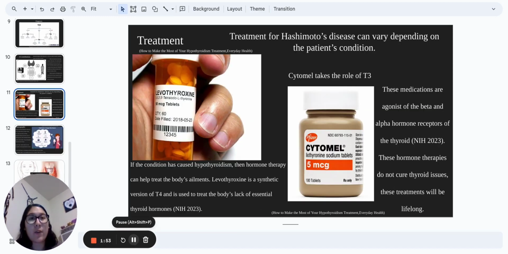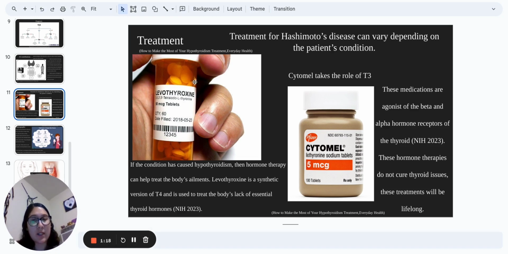Treatment for Hashimoto's disease can vary depending on the patient's condition. If the disease has not caused hypothyroidism, then there might not be any need for treatment at all. The doctor will most likely regularly check the growth on the neck, the goiter, and constantly check the patient's hormone levels to see if everything is up to par. If the condition has caused hypothyroidism, then hormone therapy can treat the body's ailments.